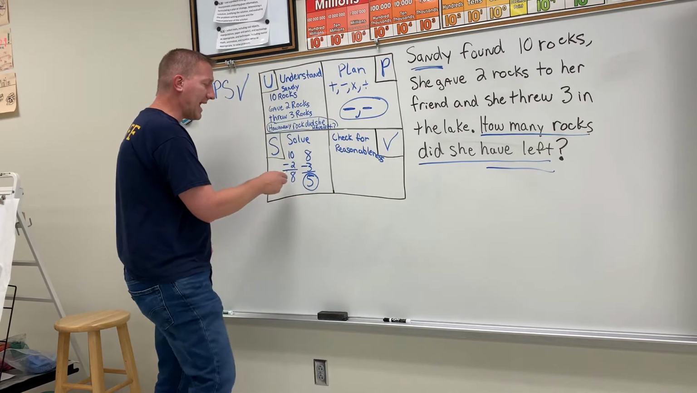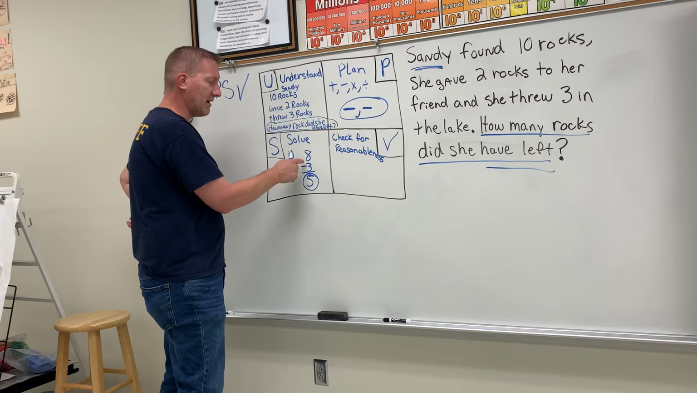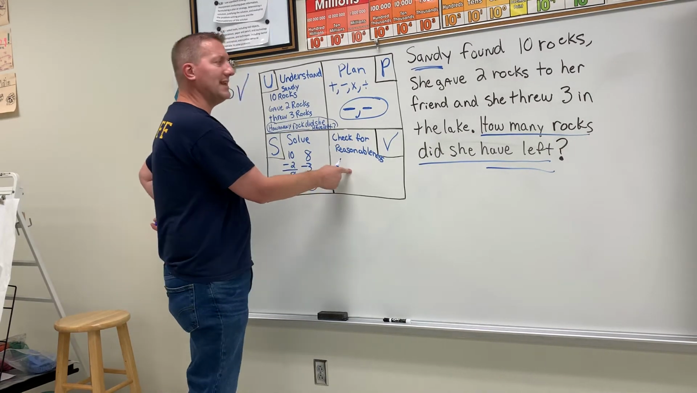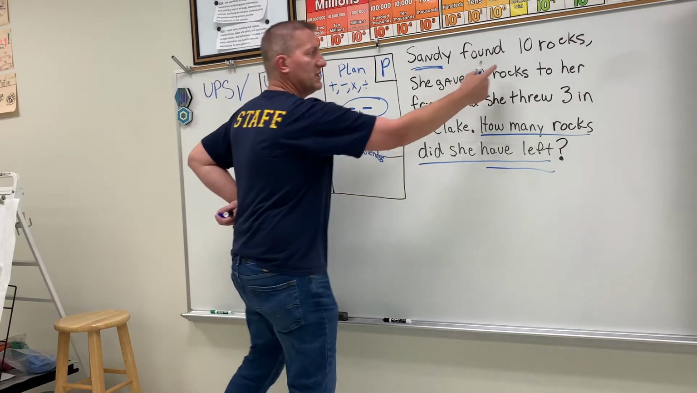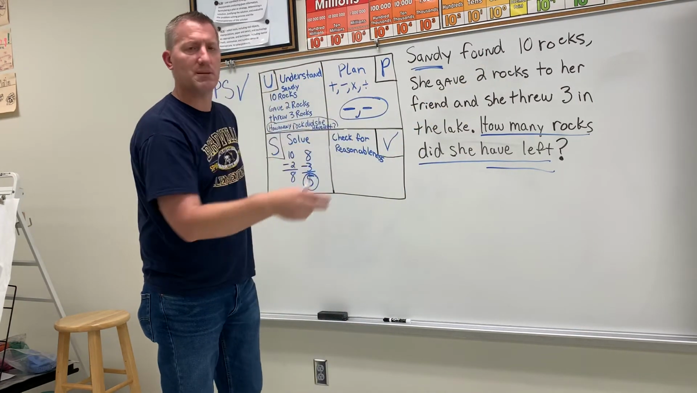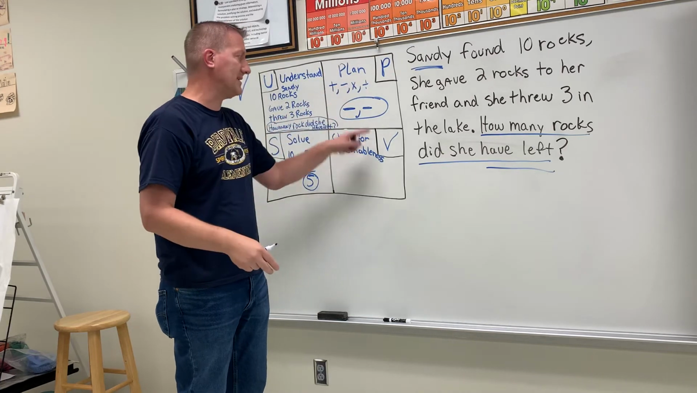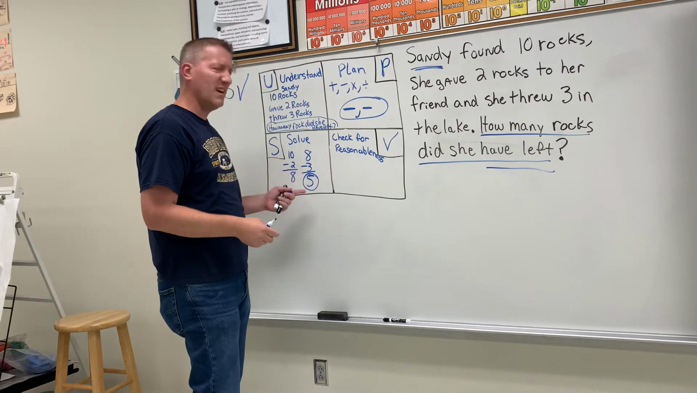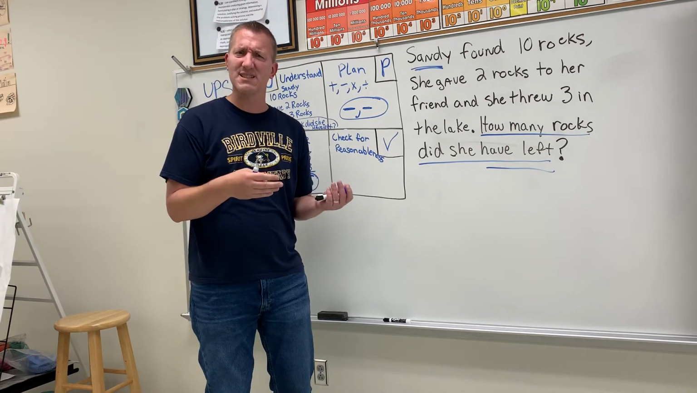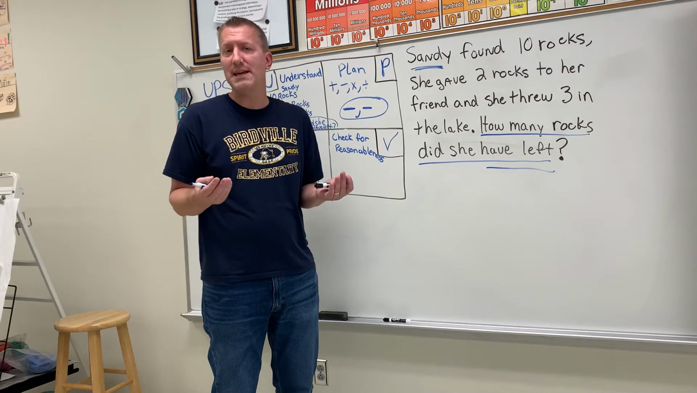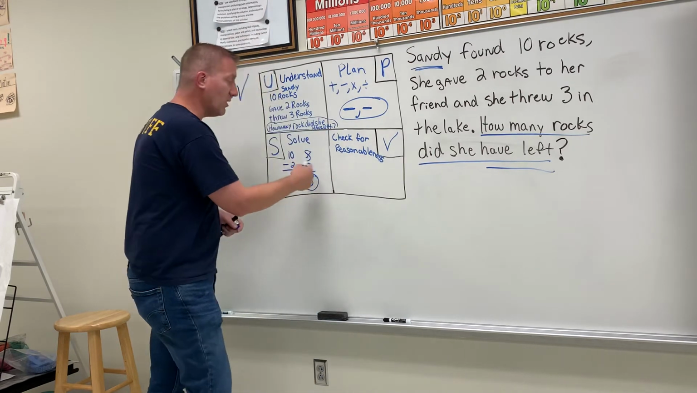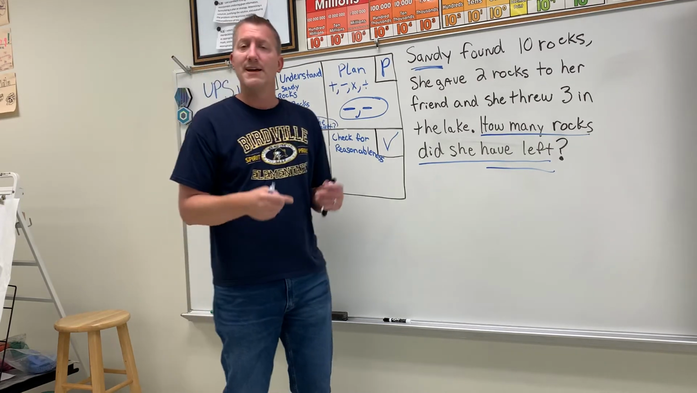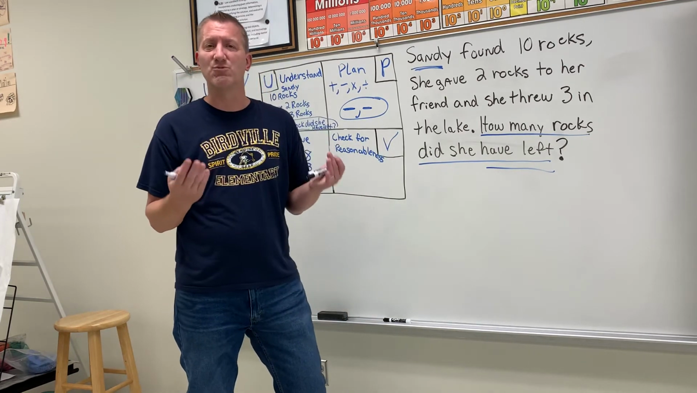Now, what if I accidentally added here and I came up with 11? And then I came over here and said, is that reasonable? She had 10 rocks, she gave some away, she threw some in the ocean, that's minus and minus, but now all of a sudden I have 11, and I have more rocks than I started with? That wouldn't make sense. So you would know you did something wrong, and you could go back and check your work. That's why we check to see if it's reasonable.